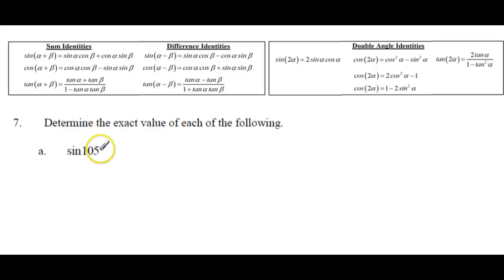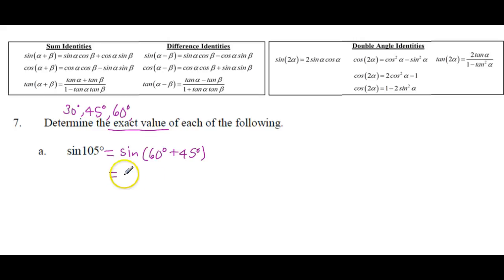So the sine of 105 degrees. Can I express that as 2 angles? Sure, I can do it as 104 degrees plus 1 degree, but it wants the exact value. So I need magic numbers. What are our magic numbers? 30 degrees, 45 degrees, 60 degrees, any multiple of these. So I could take 60 plus 45. That would work. 105 degrees is the same as the sine of 60 degrees plus 45 degrees.